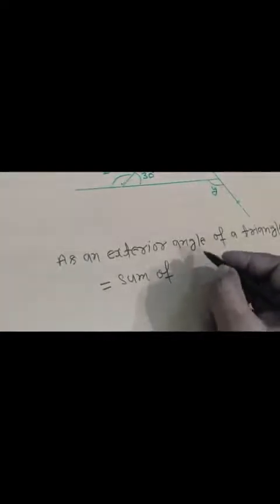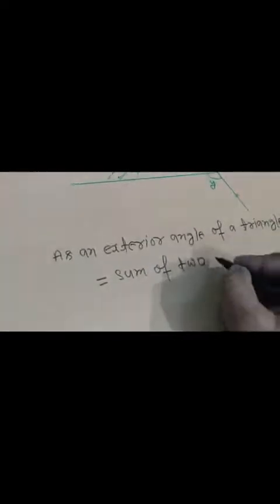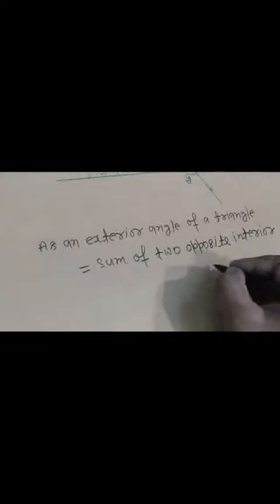Okay, so as an exterior angle of a triangle is equal to the sum of two opposite interior angles.